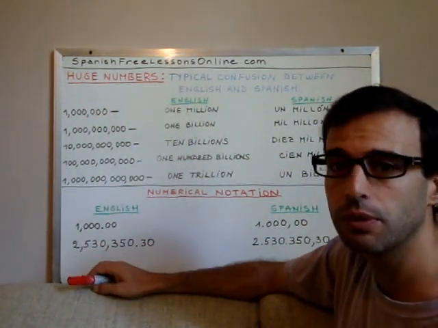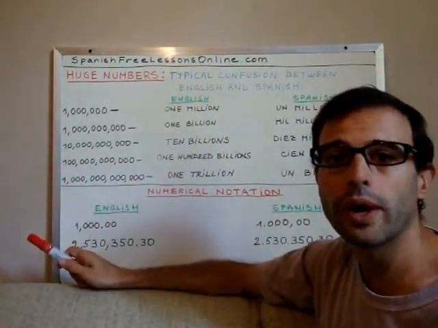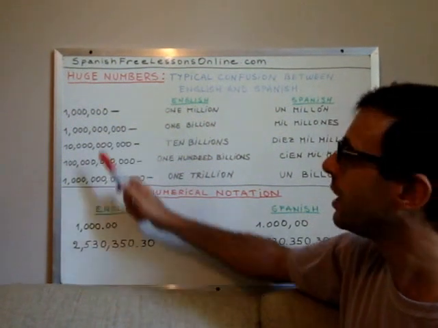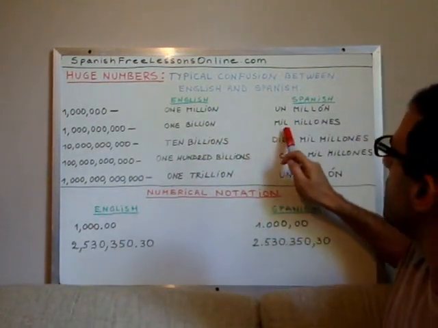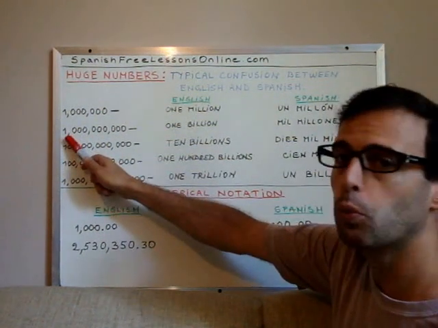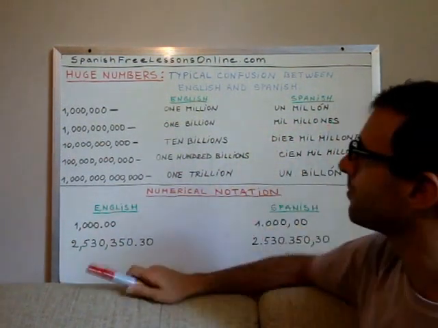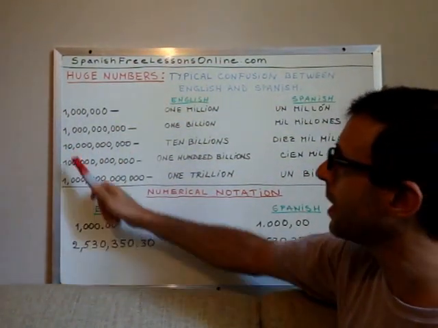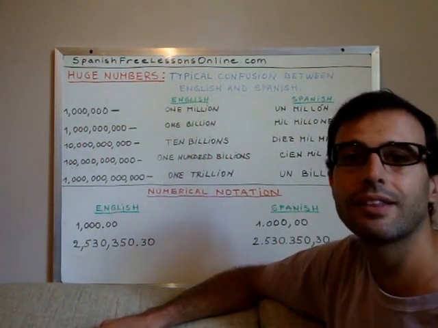However, when we have 3 more zeros, it gets a bit more confusing, because here we have 9 zeros. This is what in English we call 1 billion. However, in Spanish, this is not un billón, this is mil millones. This literally means 1,000 millions. So, while this is called 1 billion in English, in Spanish they call it mil millones. Here we have 10 billions in English, but in Spanish this will be 10 mil millones. That is 10,000 millions.